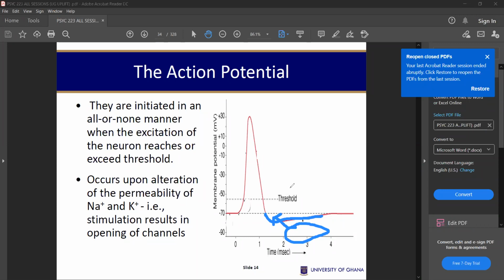And within the refractory period, we can have two forms, that's absolute and relative. The first 200 milliseconds, from 0 to 200 milliseconds, is what is referred to as the absolute refractory period. Then from 201 milliseconds to 400 milliseconds is what is referred to as the relative refractory period. So that's all about the refractory period.